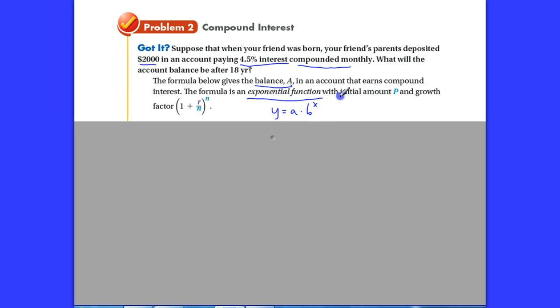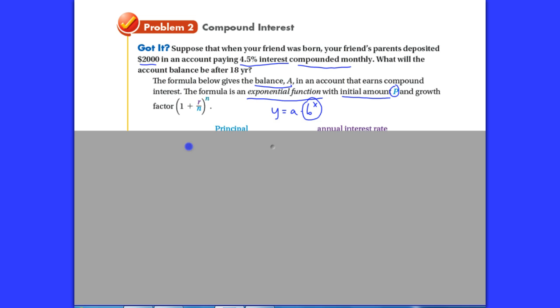x. The initial amount is P. That's the principal we talked about, right? The initial amount is P, and the growth factor is this 1 plus this crazy looking thing, which is really no more than this. This is really like B to the x. The x is that n right there, and B is that 1 plus that right there.